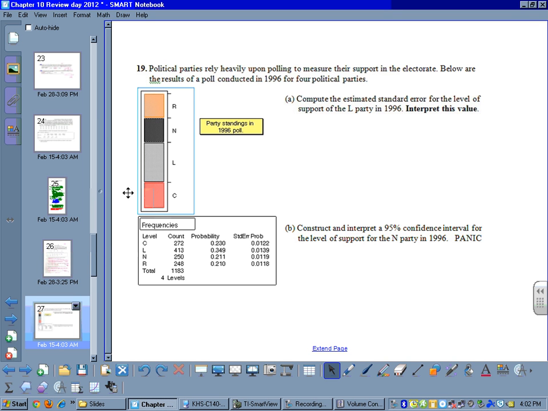All right, we're going to do a confidence interval for the population proportion, sample proportion, p hat world. We're doing problem number 19 from our chapter review. Basically, the first question in number 19 asks us to compute the estimated standard error for the level of support of the L party in 1996 and interpret the value. The L party is right here.